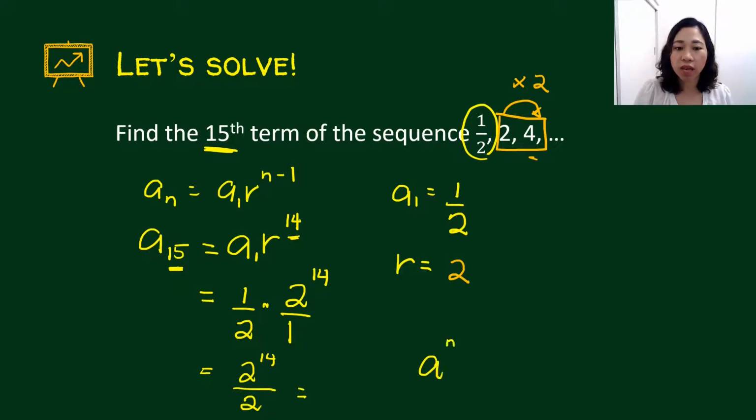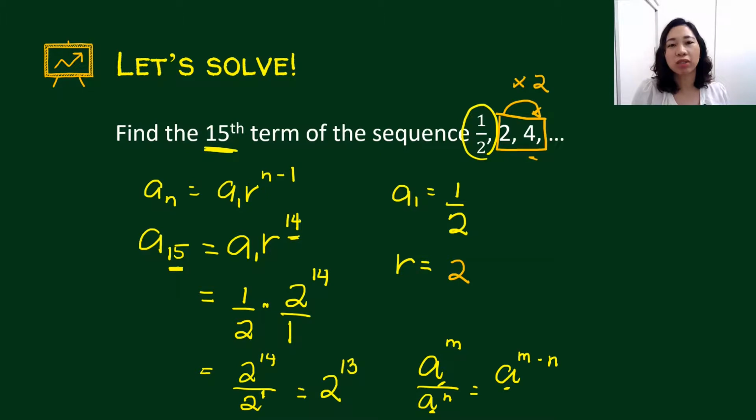If you have a raised to m over a raised to n, what do you do with the exponents? You subtract, correct? So in this case, our exponent here is 1. So what do you do? You copy the common base, which is 2, just like what we have here. Copy the base, and then you subtract the exponent. So we have 14 minus 1. Oops, it got erased. So that's 13.